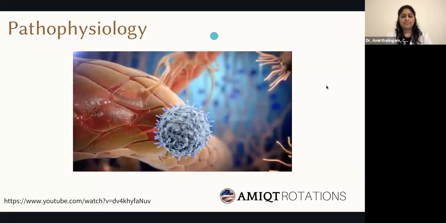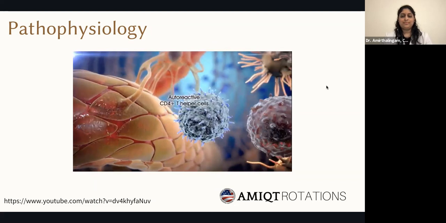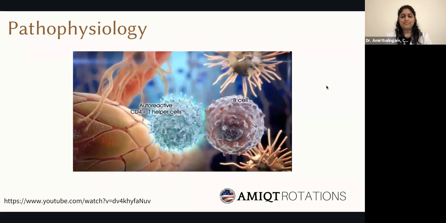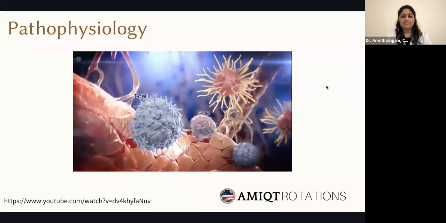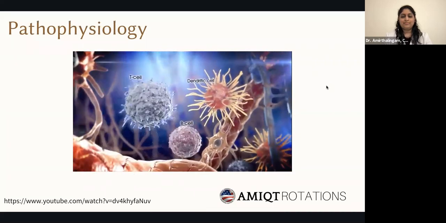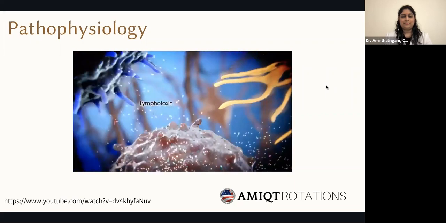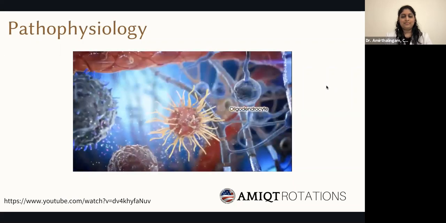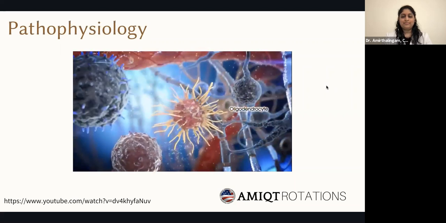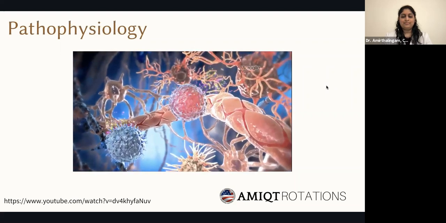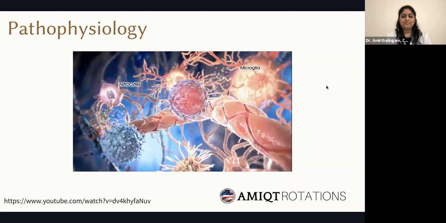After crossing the BBB, CD4 positive T cells are reactivated by antigen-presenting cells. T cells, B cells and antigen-presenting cells enter the CNS, where they secrete the cytokines, lymphotoxin, and TNF-alpha that damage the oligodendrocytes. These cytokines can amplify local inflammation by activating microglia and astrocytes.